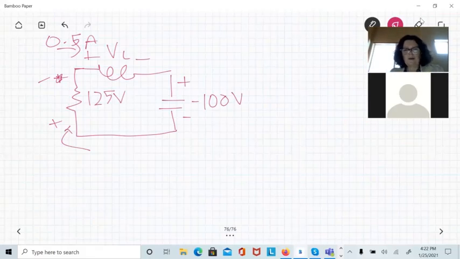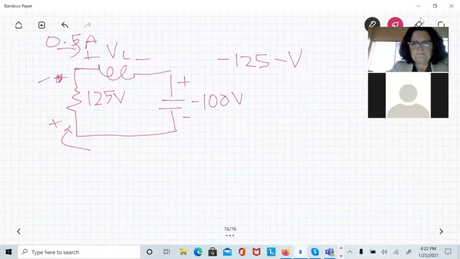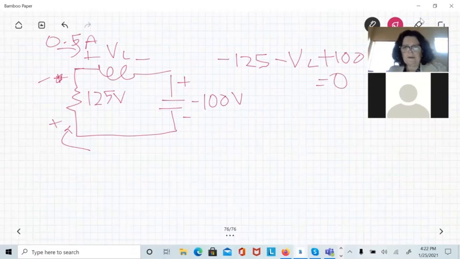Then I'm using KVL around the loop. So going clockwise, starting with the resistor, I'm going from plus to minus. It's a drop in voltage, so minus 125. Be careful with your signs here. Minus VL, minus negative 100 is plus 100, equals 0. And if you get your signs right, you'll come up with the right answer. So VL equals negative 25 volts.